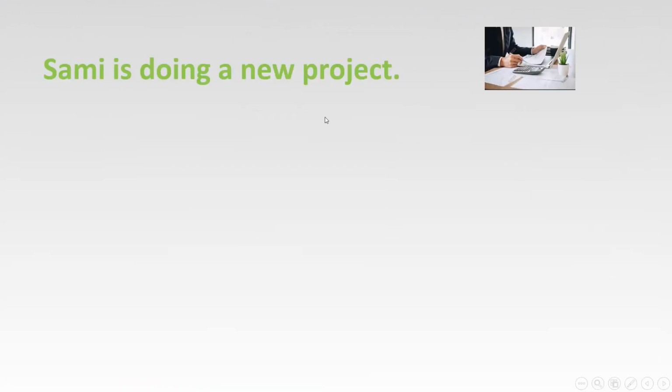I have another type of sentences. Sammy is doing a new project. Sammy here is the subject, is doing is the verb, a new project is the object. This sentence begins with the subject, بدأت بالفاعل, so it's active. Now we're going to change it from active into passive. Remember here that we have present continuous sentence. جملة في زمن المضارع المستمر.